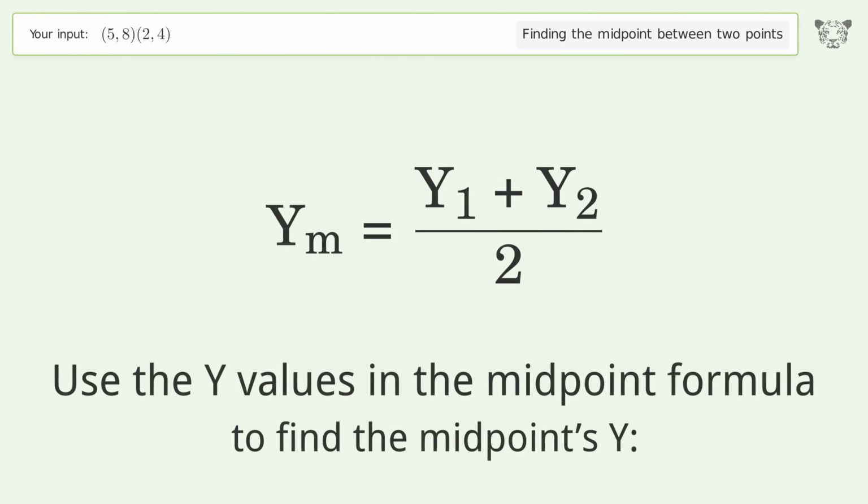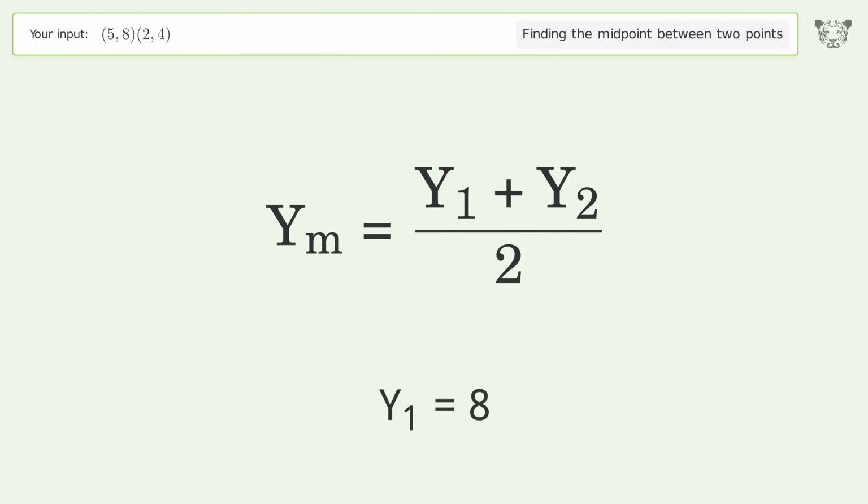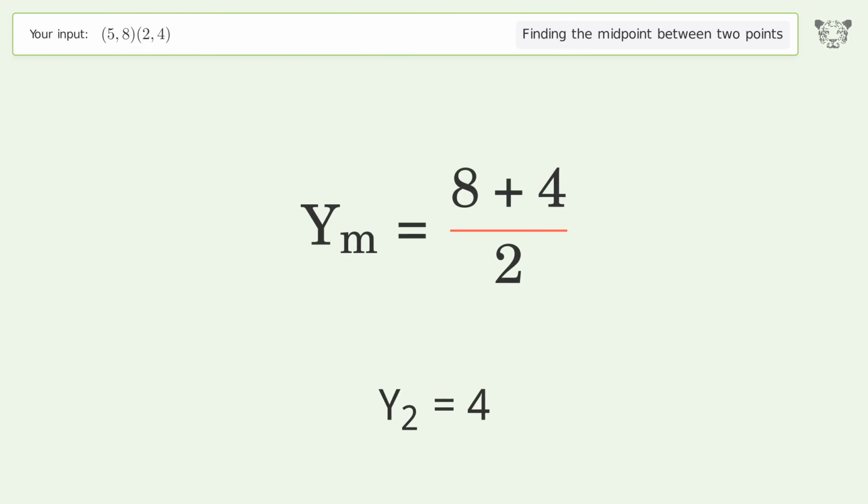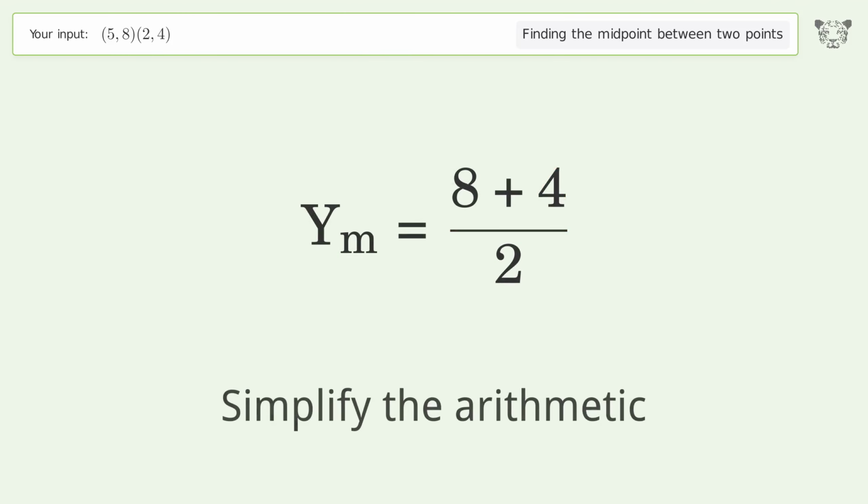Use the y values in the midpoint formula to find the midpoint's y. y1 equals 8. y2 equals 4. Simplify the arithmetic.